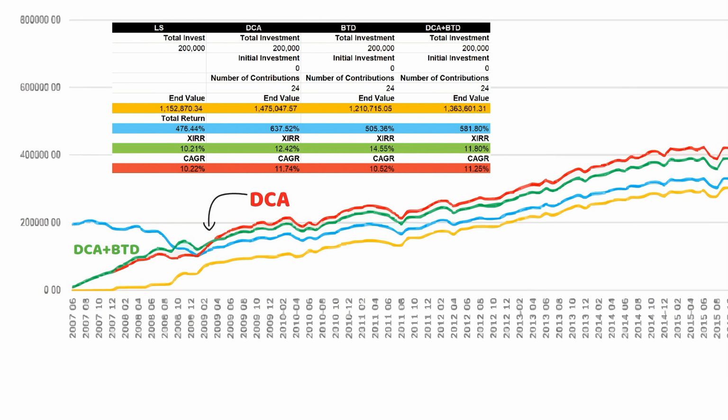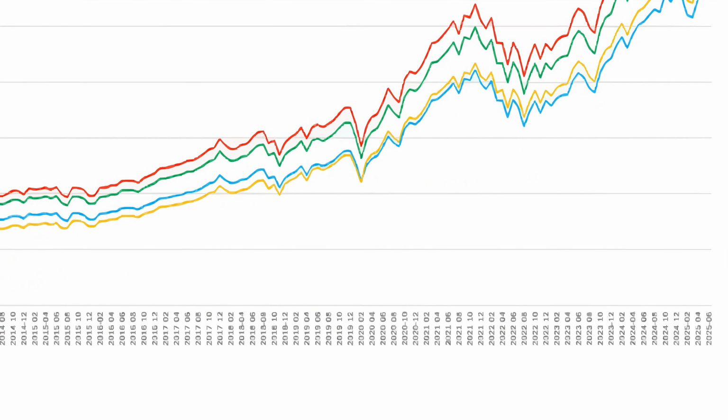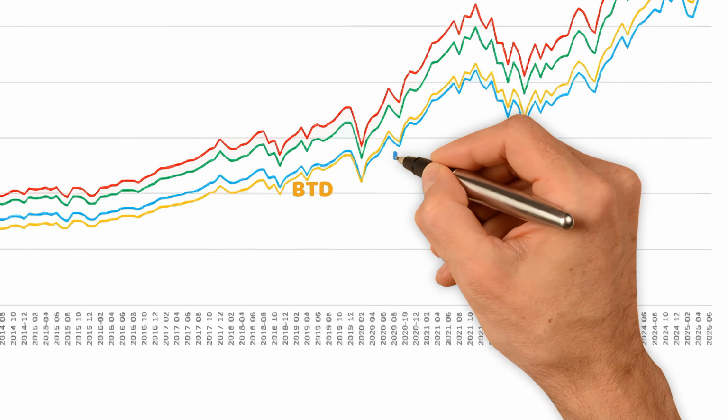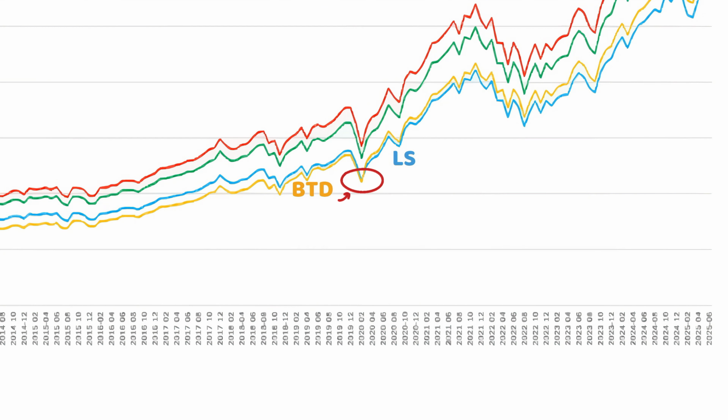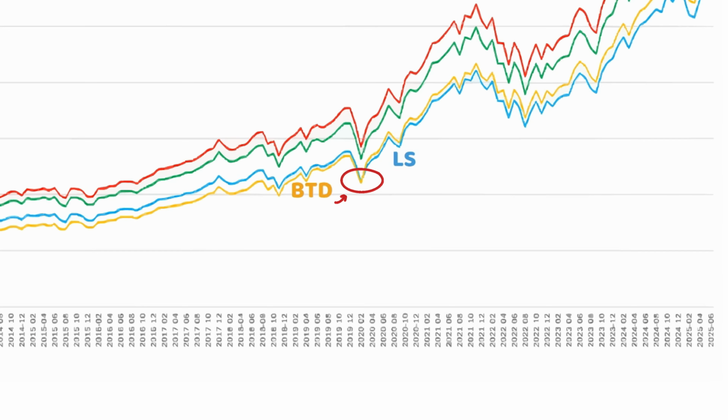Consider the BTD strategy. Although its end value trails DCA, it achieves the highest XIRR of all strategies. This shows it's extremely capital efficient, which means the highest annualized return per unit of invested capital. In other words, BTD is a maximal return per dollar strategy. That's why BTD outperforms LS in later returns.